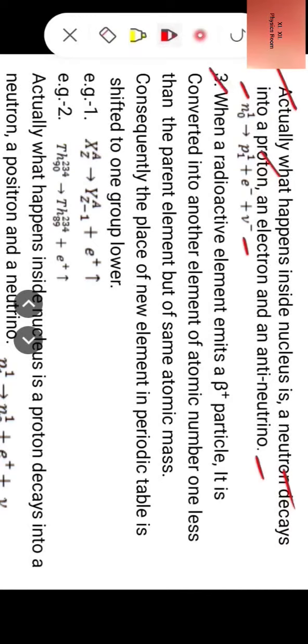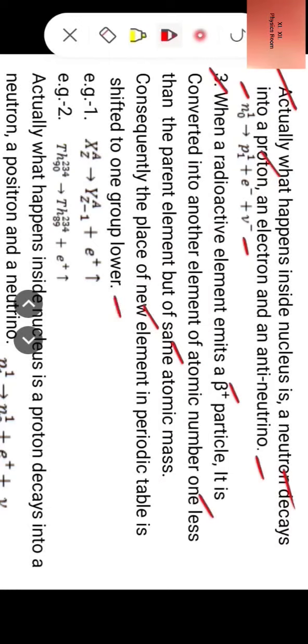Now, third displacement law statement: when a radioactive element emits a beta positive particle, that is a positron, it is converted into another element of atomic number 1 less than the parent element but of same atomic mass. Consequently, the place of new element in periodic table is shifted to one group lower.